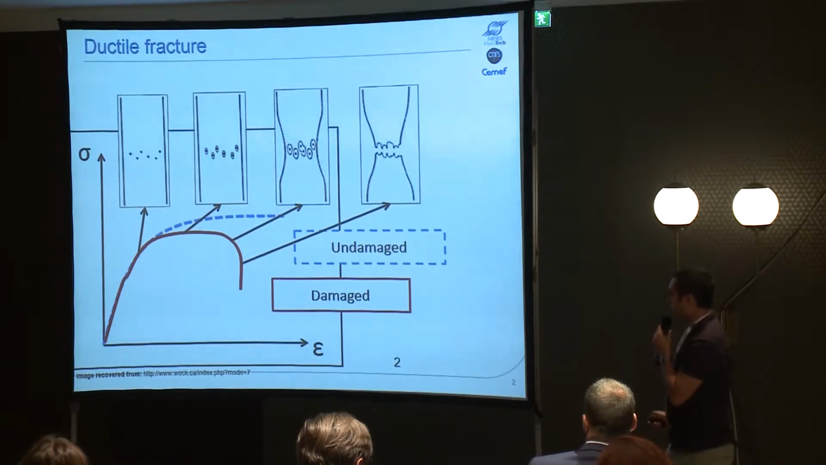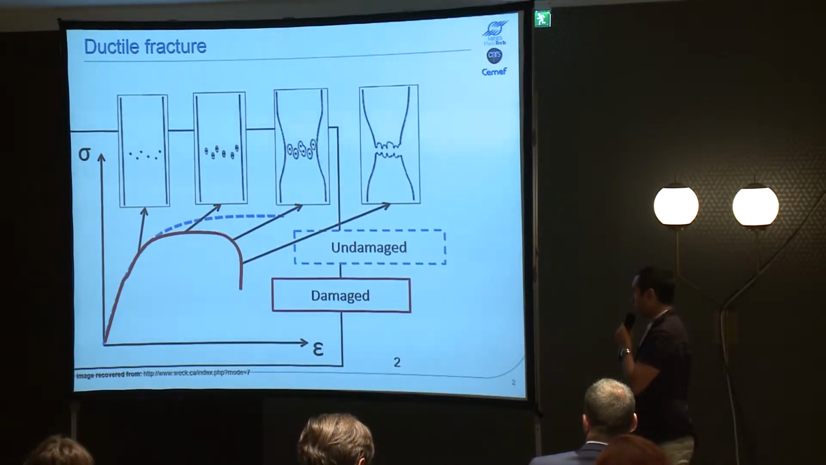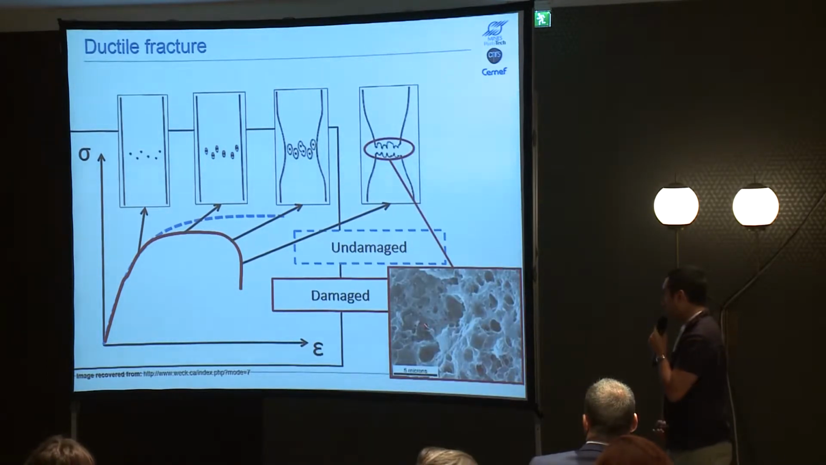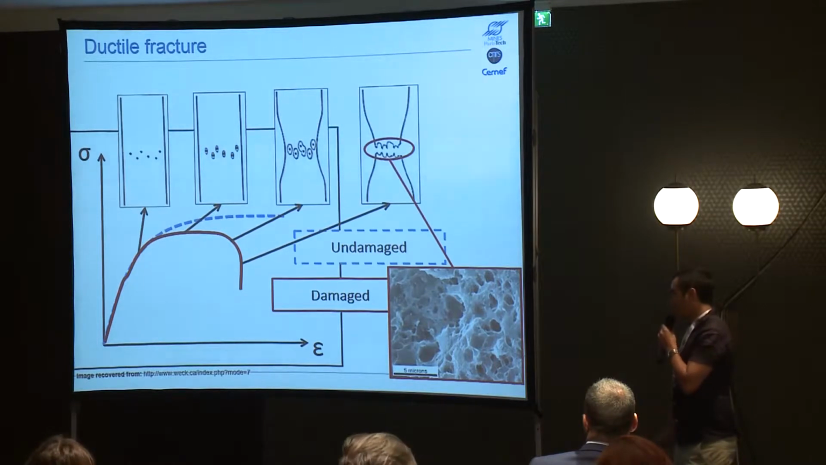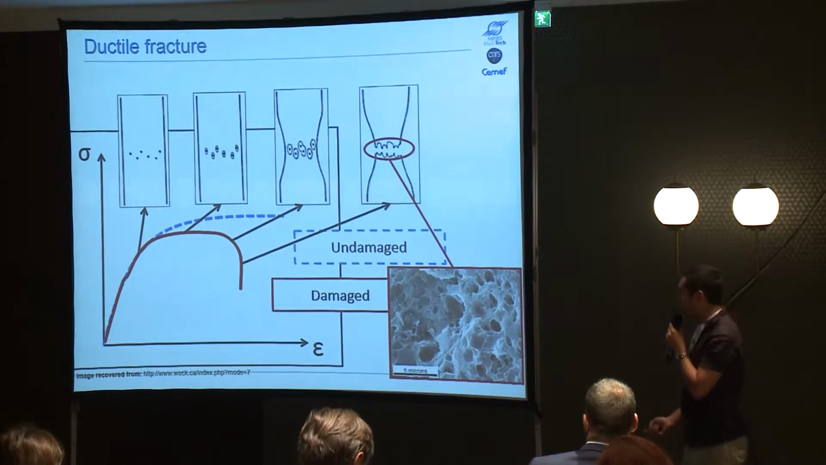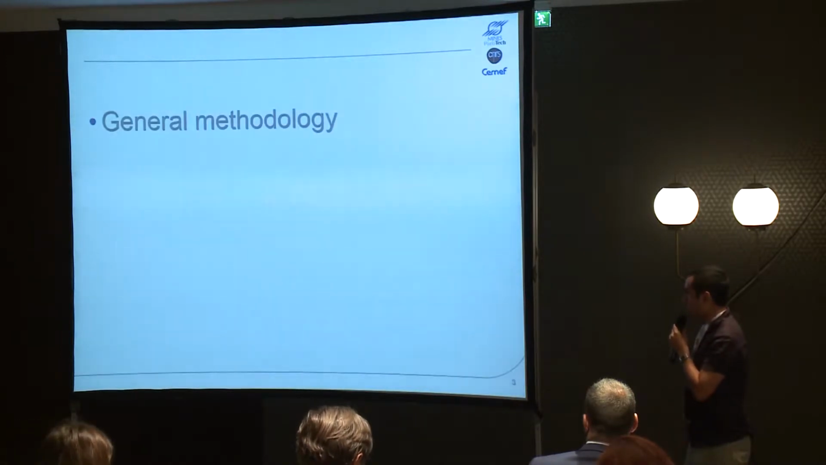And this is what we call the micromechanisms of ductile fracture: void nucleation, growth, and coalescence. If we take a look at the fracture surface, we can see evidence of these micromechanisms. So this is the object of this study, the micromechanisms of ductile damage.